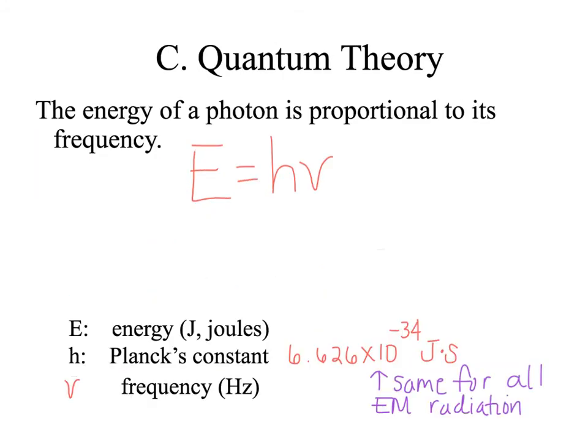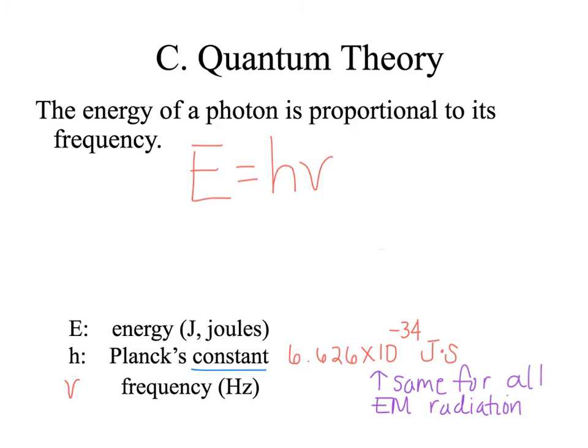The next equation we're going to be using is the energy of a photon, and it is proportional to the frequency. So here you see E is equal to h times the frequency. E is going to be measured in joules, which is an energy term, and then h is Planck's constant. And that value is 6.626 times 10 to the negative 34 joules times second. And it is the same for all electromagnetic radiation, just like the speed of light is the same. That's why it's called a constant. So if you were to see that on a test as a question, make sure you know that it's the same for all electromagnetic radiation.